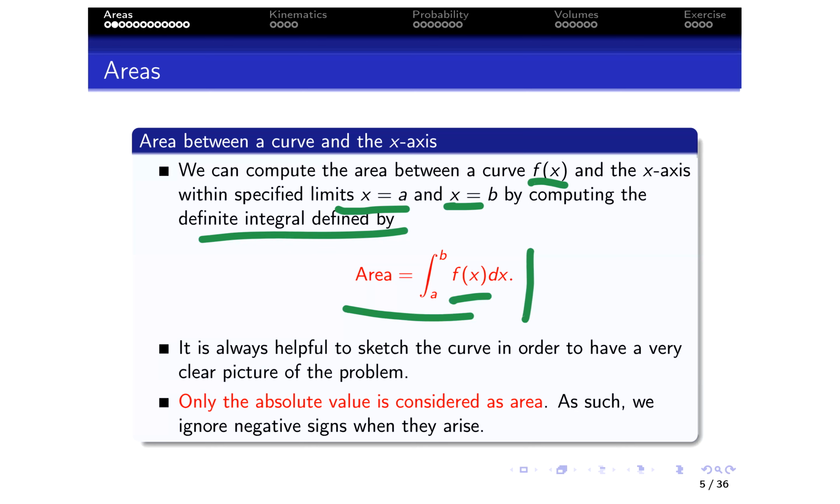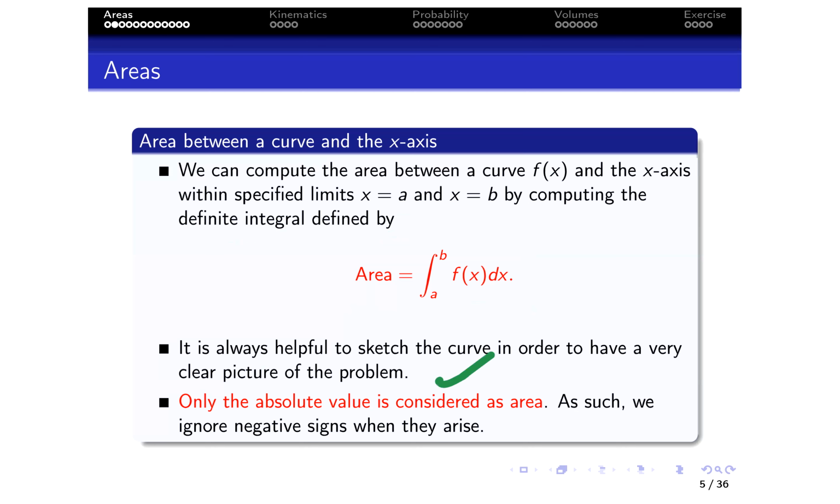It is always helpful to sketch the curve in order to have a clear picture of the problem. Most of the time, if you do not sketch the curves of the questions you're given, you do not get to see a clear picture of what you're doing. So it's very important to sketch the curve first so you can know what exactly you need to integrate.